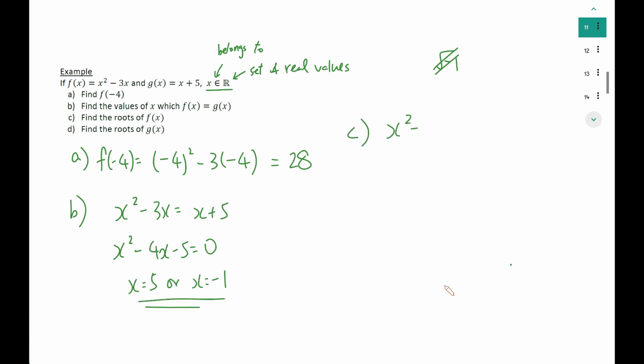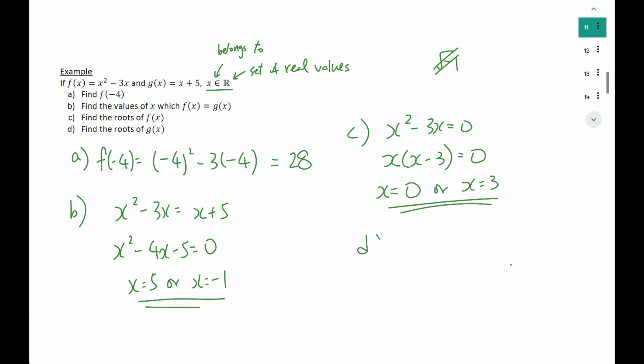Okay, part C. Find the roots of f of x. Roots means we make the function equal 0. Now in here, remember, when you see this type of quadratic function without the constant value, you do want to factorize x out, not divide it, because if you divide it, you won't have x equals 0 as the answer.